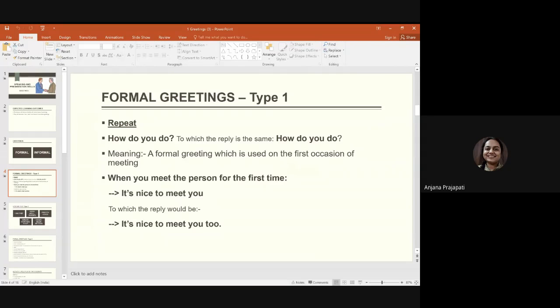Now, moving towards the next thing. When you meet somebody for the first time, you say "Nice to meet you." And the reply would be "It's nice to meet you too." So now we have two greetings. In your book, you make a column of greetings and their replies. On the heading, you write formal greetings, and then greetings and their replies. The first greeting is "How do you do," and the reply is "How do you do." What is the second greeting?